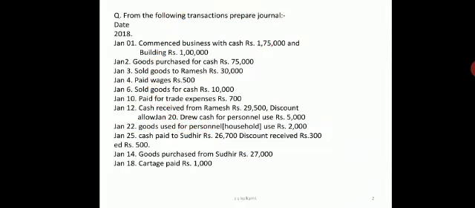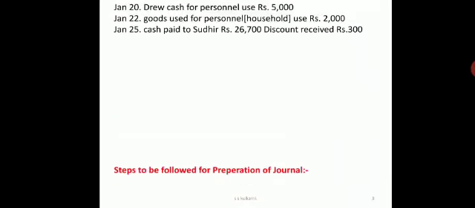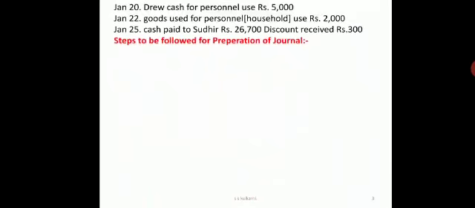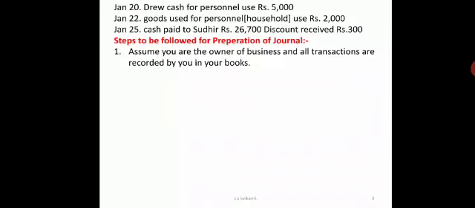So before starting the journal, we'll just see how we are going to prepare a journal, or the steps that are taken. Now, steps to be followed when a journal is prepared. First, you are going to assume that you are the owner of a business, and all transactions that are given to you are relating to your business and you are recording it in your books of accounts.